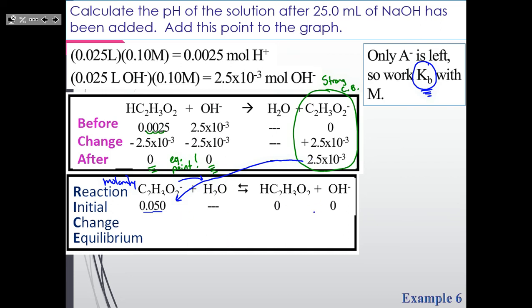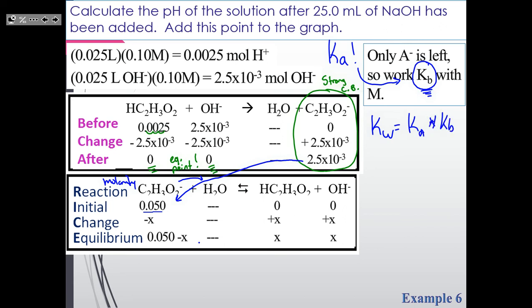Okay, zeros on the right, our equilibrium will shift to the right, minus x, and we have 2 plus x's now. We're going to have an x squared. Remember, we've been working with a Ka problem, so we have to convert into Kb. Just a quick refresher, Kw equals Ka times Kb.